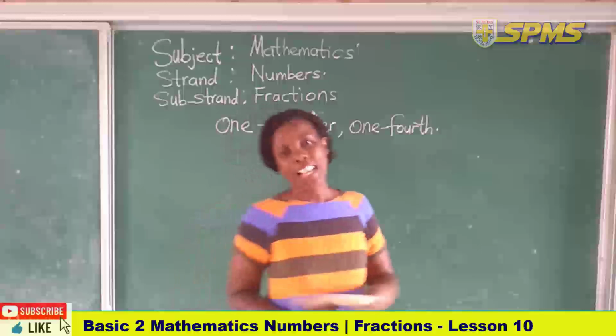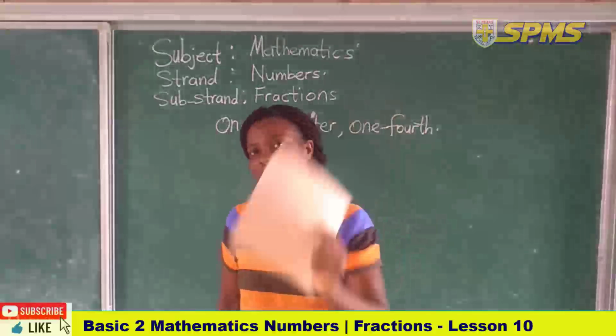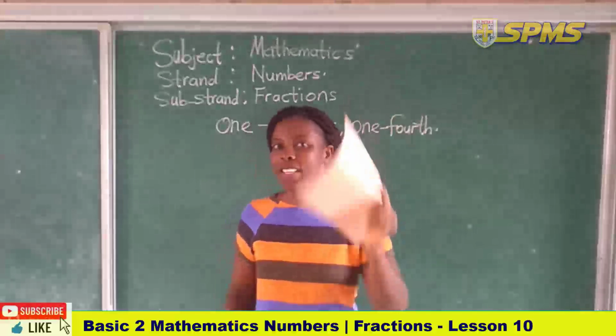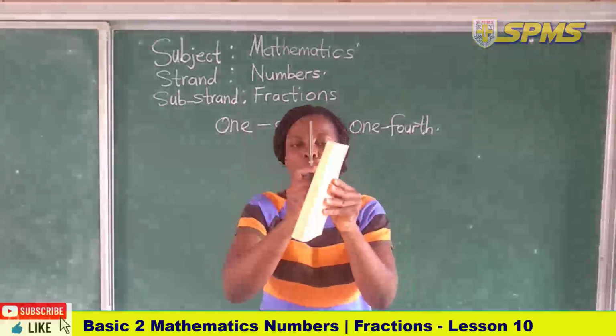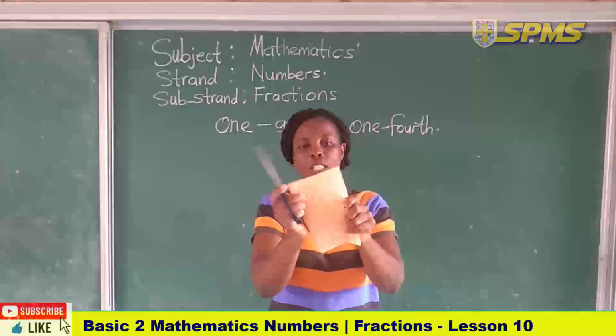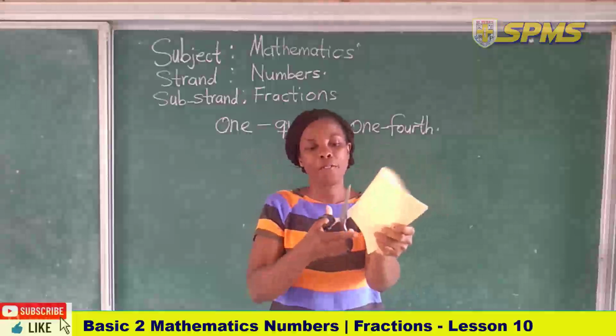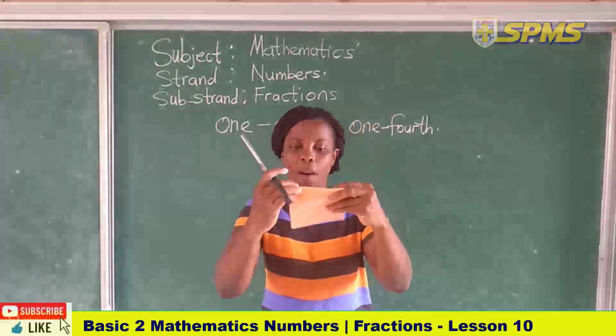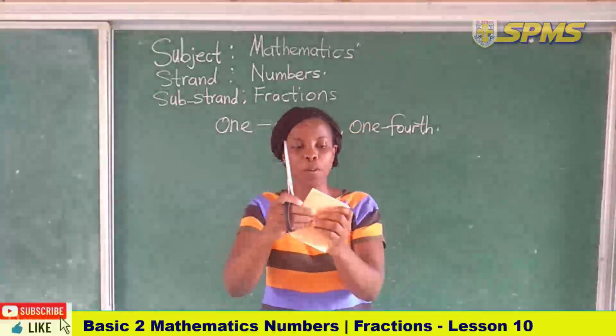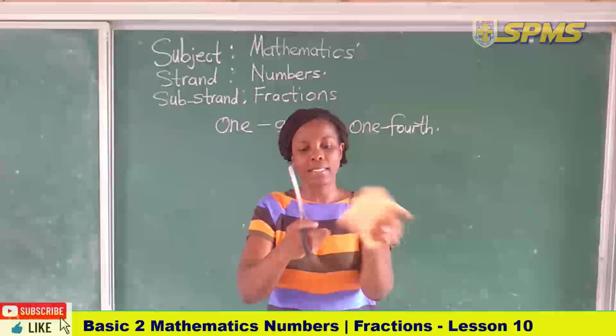Alright, I still have my object in my hand. I'm going to divide this into 4 equal parts. So I'll fold it into 2. So first of all, I'll get my half. Then I'll make another fold because I want to get 4 pieces.